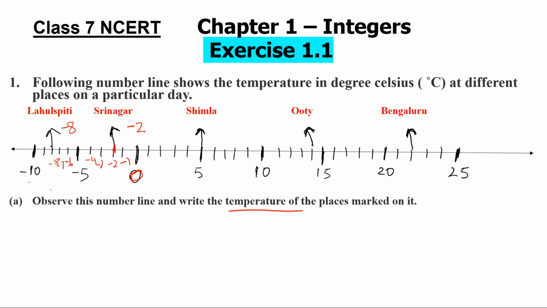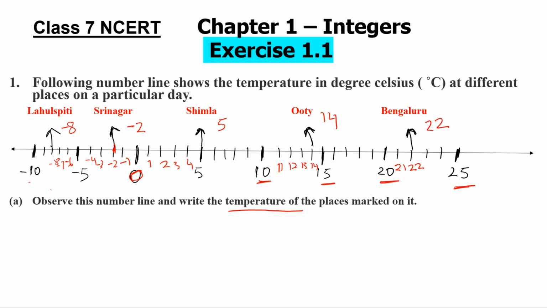From 0 we move to the right hand side now. So this is 1, 2, 3, 4 and then 5. So Shimla is 5 and then Ooty is between 10 and 15. So 11, 12, 13, 14. So Ooty is 14 and Bengaluru, that's between 20 and 25. So from 20, next would be 21, 22. So this is 22. You should know how to read the number line.